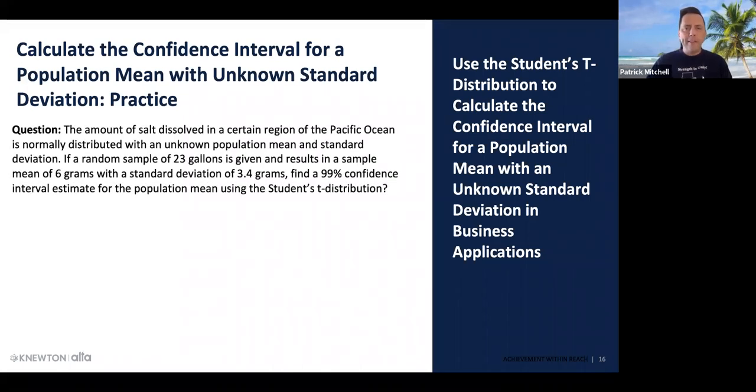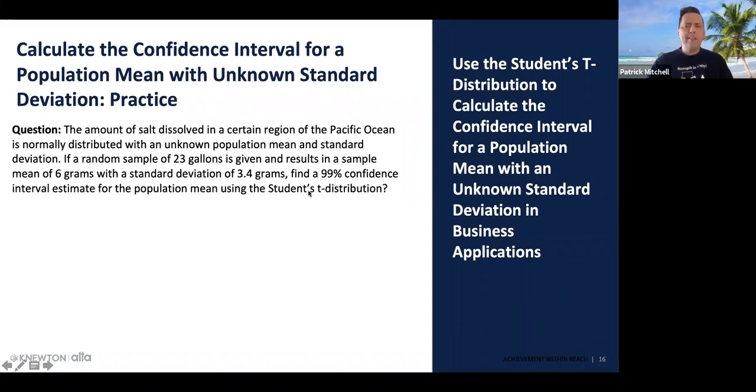All right, one last example. The amount of salt dissolved in a certain region of the Pacific Ocean is normally distributed with an unknown population mean and standard deviation. If a random sample of 23 gallons is given and results in a sample mean of 6 grams with a standard deviation of 3.4 grams, they want us to find a 99% confidence interval estimate for the population mean using students' t-distribution.